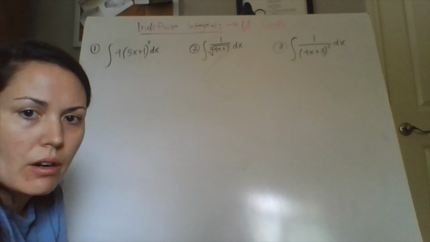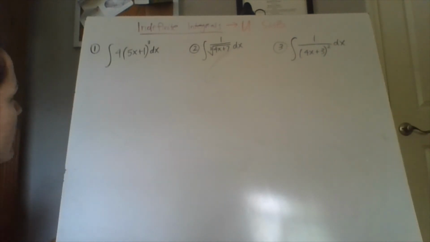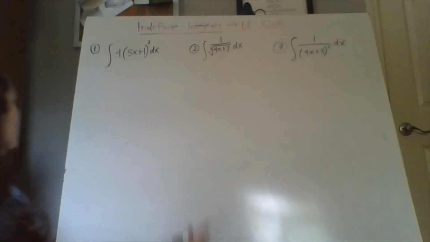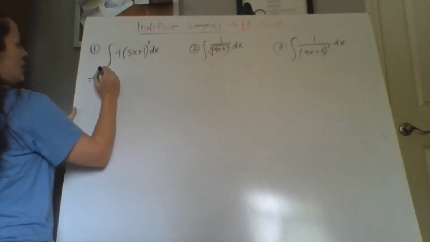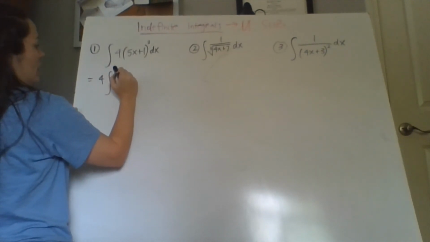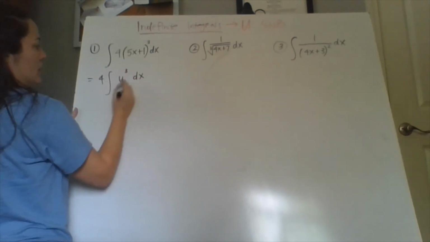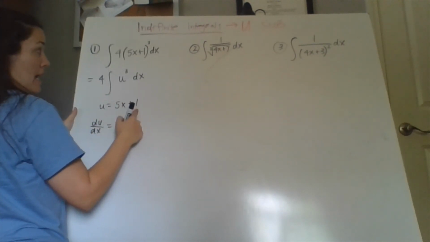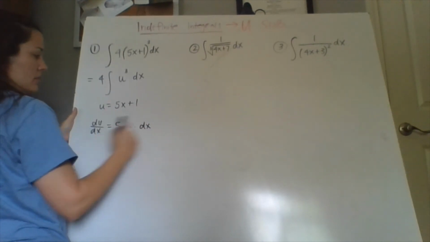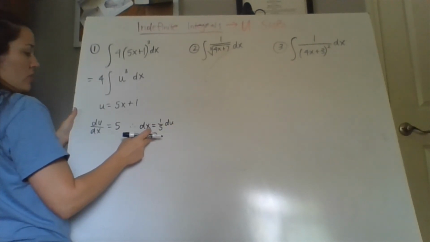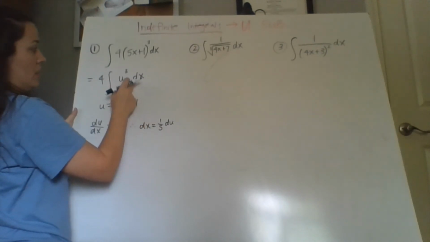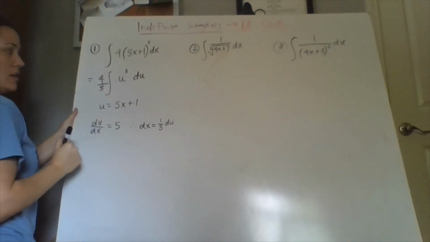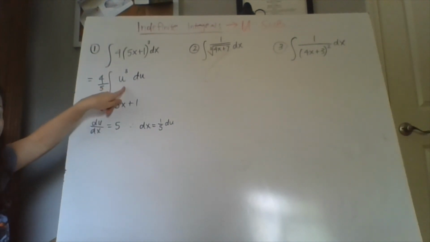Alright, so I put 3 new ones up here that could be a little bit more difficult. Like number 1, for instance, already has a 4 there. So we're still going to apply our process. What if we rewrote this one as 4 times the integral of u to the 3rd power dx, where u is 5x plus 1. The derivative of u with respect to x should be 5, which means that dx is 1/5 of du. So I can just go back here and replace dx with 1/5 of du, which means I have 4 times 1/5 out here. It's 4/5 du. So this is the problem that I need to apply an integral to.